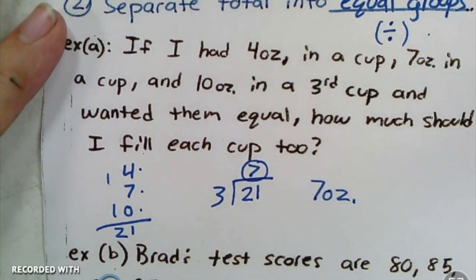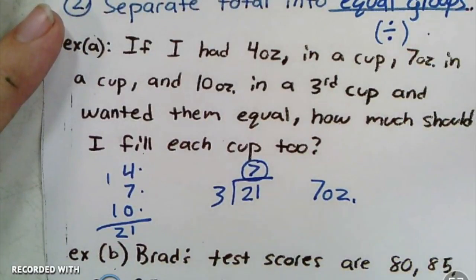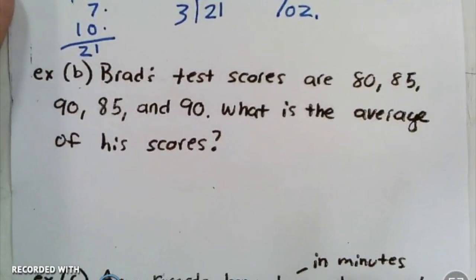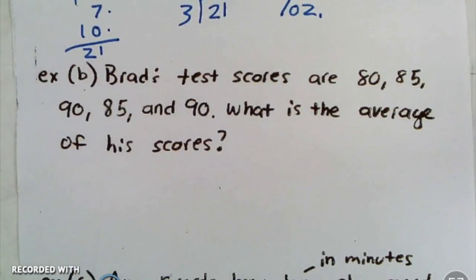It is that easy. You add them all up and then you split them into equal groups. Let's look at another example. Brad's test scores are 80, 85, 90, 85, and 90. What is the average of his scores?